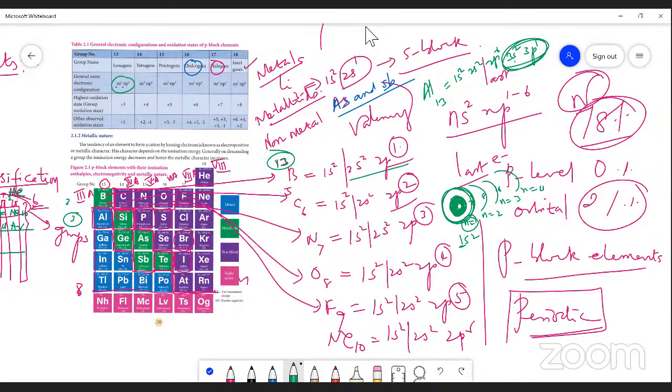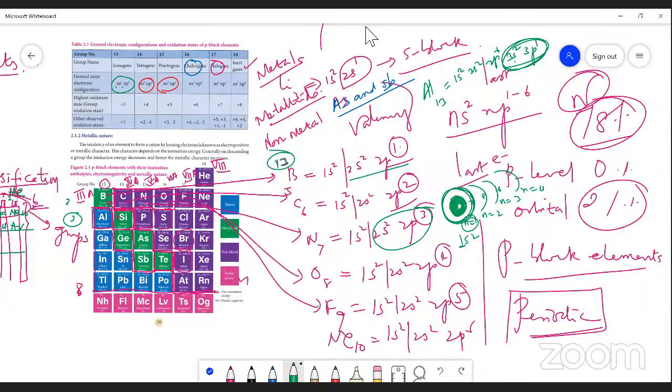Group 14 elements all belong to the ns2 np2 electronic configuration. And group 15 elements, of nitrogen, have the ns2 np3 electronic configuration. That is ns2 np3, that is 2p3.